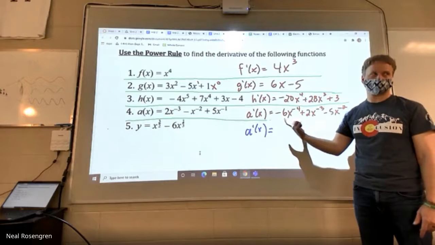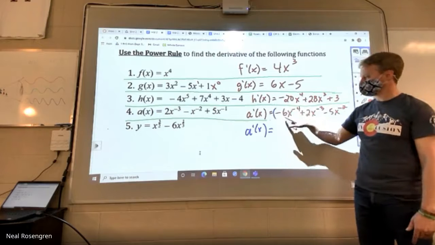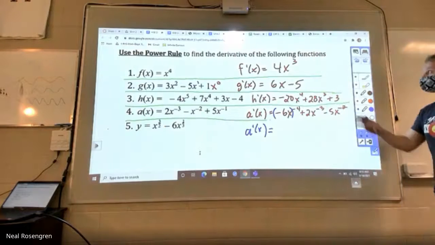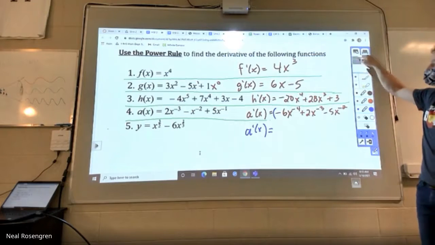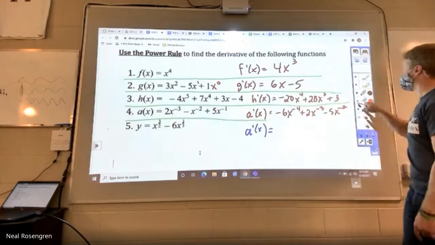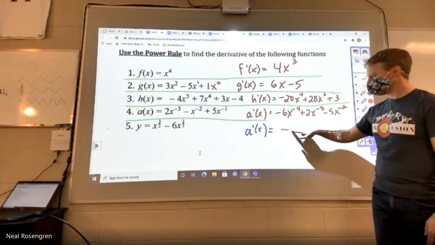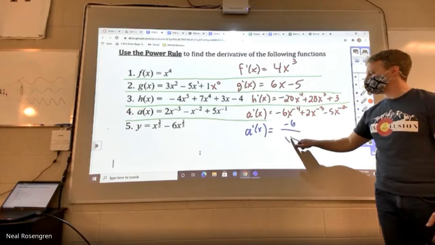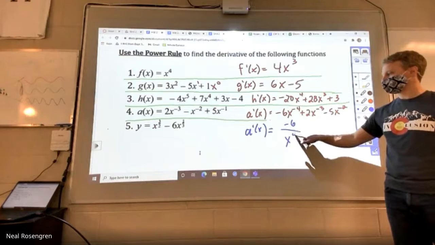Just x. If we wanted the coefficient as well, it would look like this. If we wanted that -6 raised to the power, it would look like that, but it doesn't. Okay? And so what that means for us is we can't move the -6. We're going to create a fraction where that -6 remains on top, and the x is going to move down to the bottom.